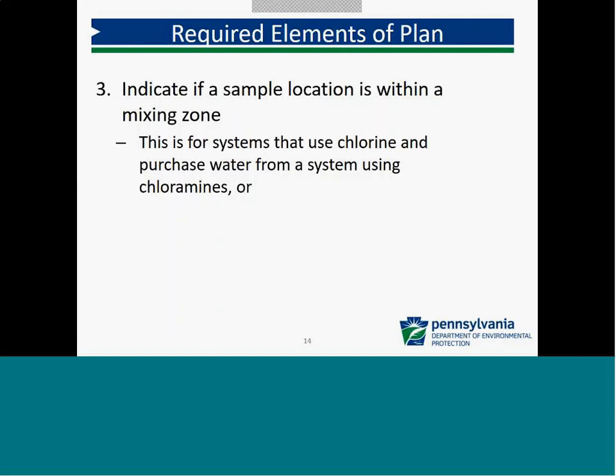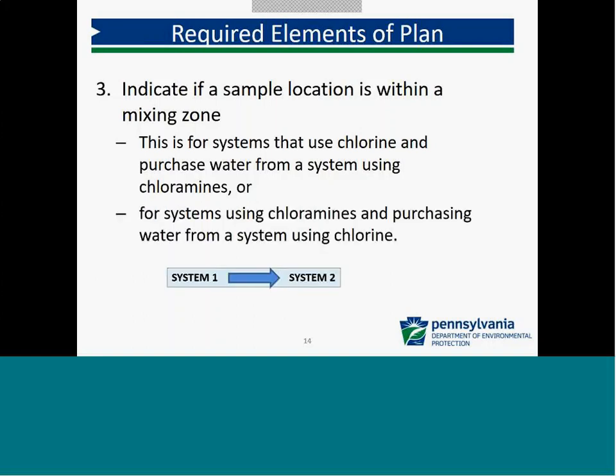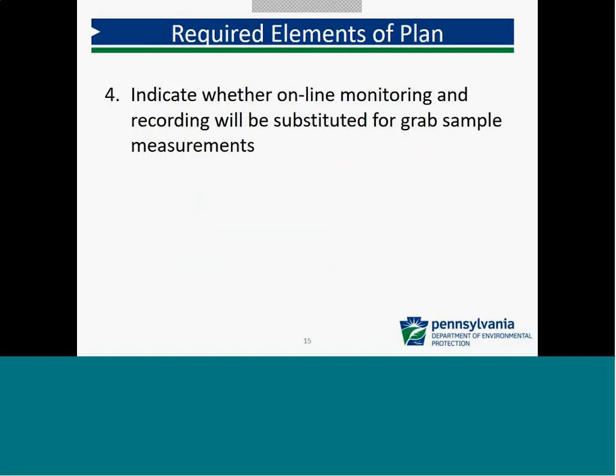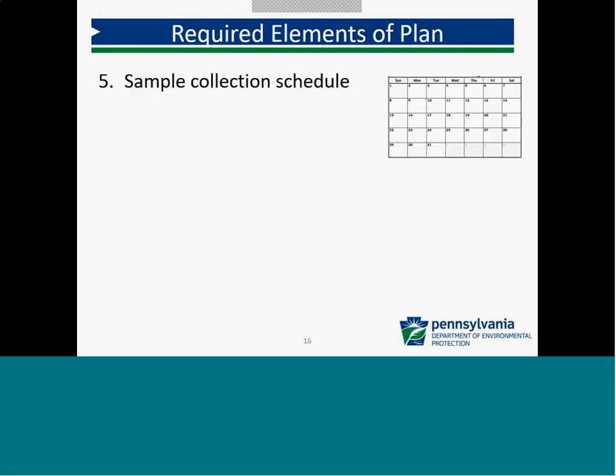that use chlorine and purchase water from a system using chloramines, or vice versa, a system using chloramines and purchasing water from a system using chlorine. So it's for those specific purchasing systems, you know what your mixing zones are. Fourth required element of the plan is to indicate whether you're using online monitoring out in the distribution system, or if you'll be using grab sample measurements, which would probably be predominantly the case.